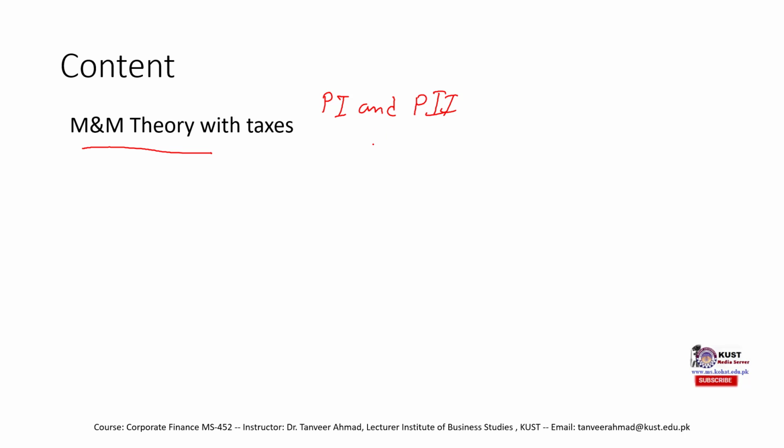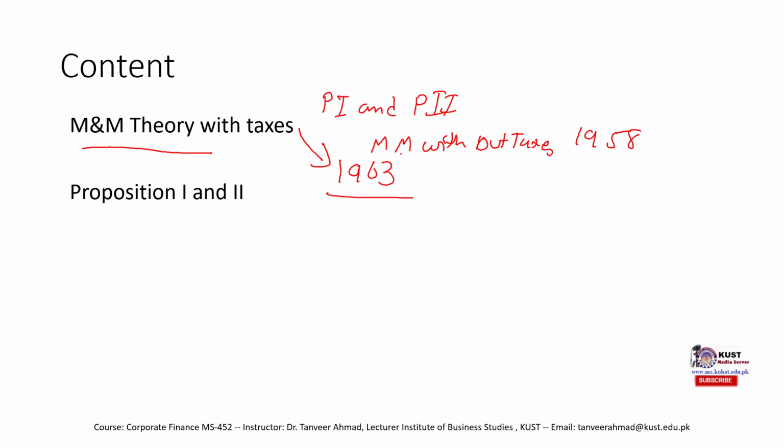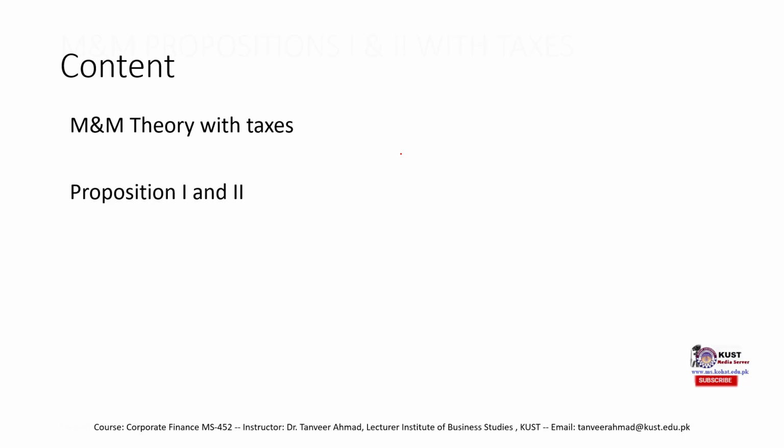Just for the sake of background, the theory without taxes was proposed in 1958, whereas the second theory, which is with taxes, was proposed in 1963 in a paper published in 1963. Again, as without taxes, the theory with taxes also has two propositions, proposition 1 and 2, and we are going to discuss these two propositions.